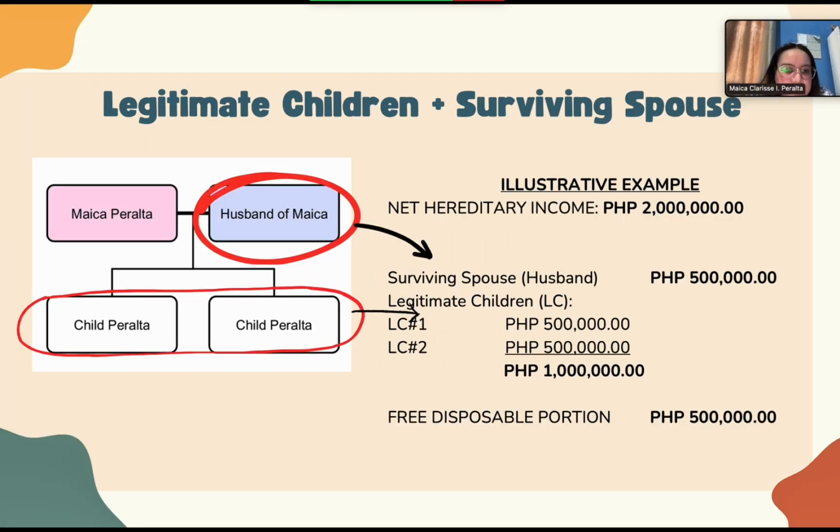For example, my husband is still alive and we have two children, and I have a net hereditary income of 2 million pesos. The article provides that the amount of the hereditary income that my compulsory heirs will receive will be equal. So we have 500,000 each for my children and another 500,000 for the surviving spouse, my husband. So the free disposable portion is 500,000 pesos.